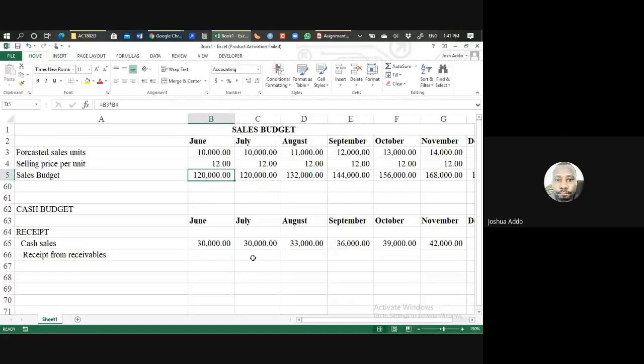So I will come and stay here in July and do this formula. It's equal to 75%, but it is 75% of the sales in June. And then in August, we'll receive 75% of the sales in July. That's how it goes. It overlaps by at least 1 month.